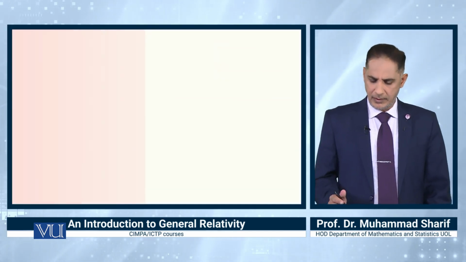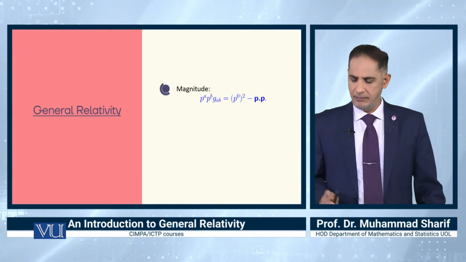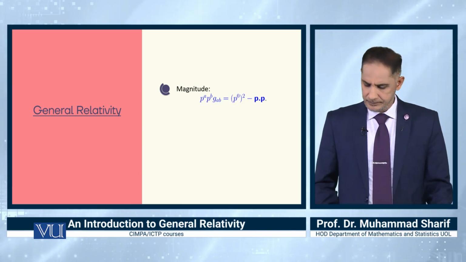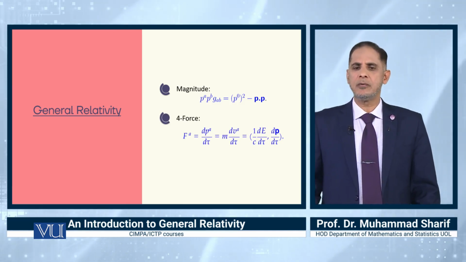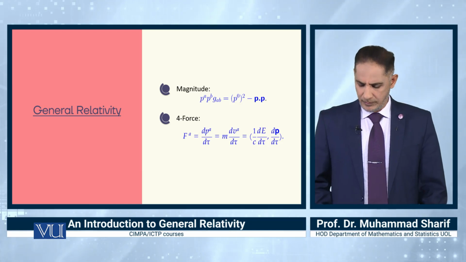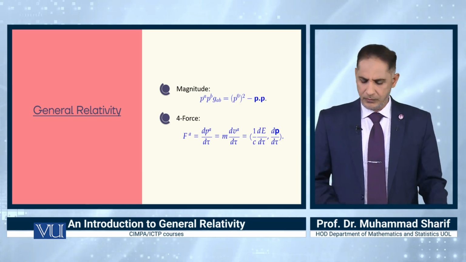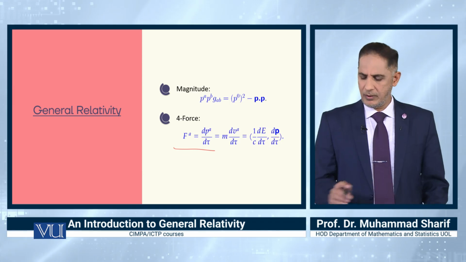In other words, we can also say that this is the magnitude of the 4-momentum. And if we have 4-momentum or 4-velocity, we can discuss 4-force or 4-acceleration, because force is basically mass times acceleration, or the time derivative of 4-momentum. So this is the definition of 4-force, and we have just put in the value of the 4-momentum, and we can write it in this way.